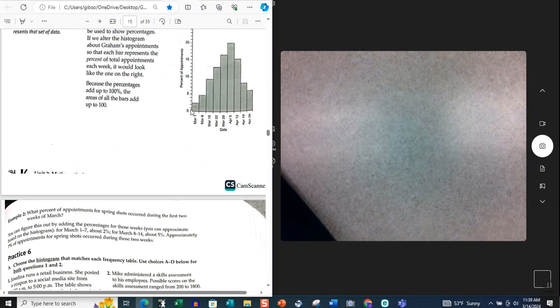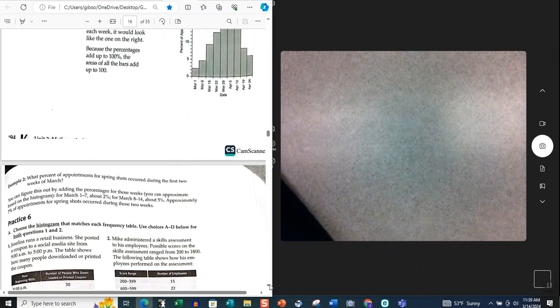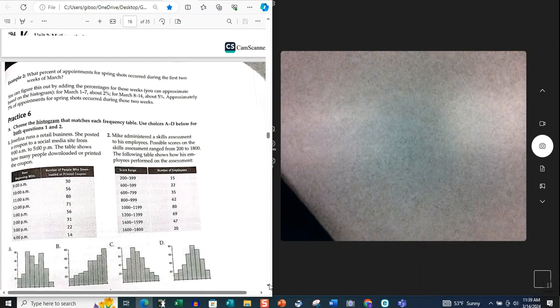So if we look here, this is March 1 through 7. That's about 2%. It's actually a little over 2%, but we round it as 2%. And then March 8th, if you look here, is almost at the 5% mark. It's just slightly below it, so we'll round it up to 5%. So then with the 2 and the 5%, that would make it approximately 7% of appointments for spring shots occurred during those 2 weeks.